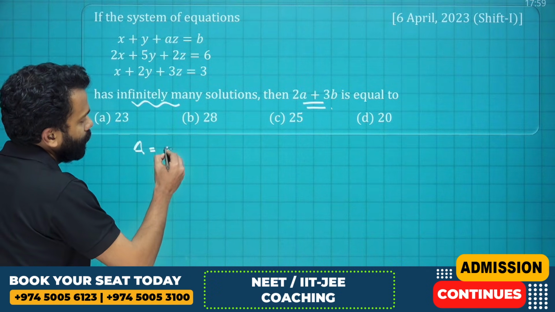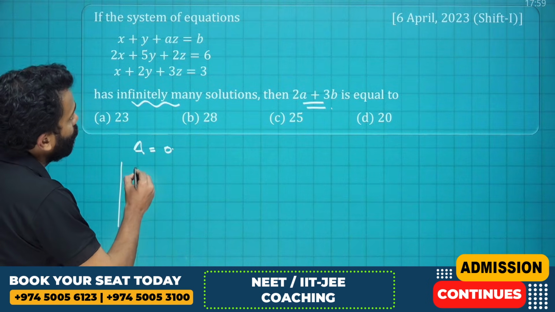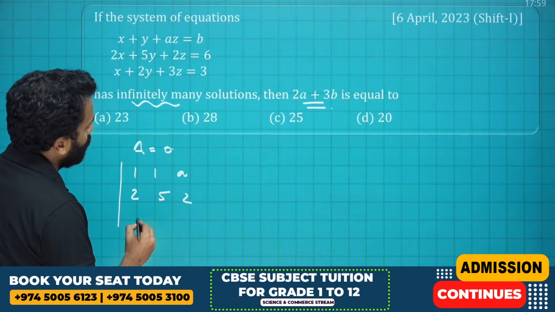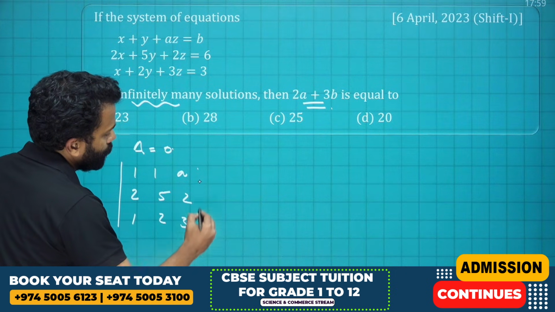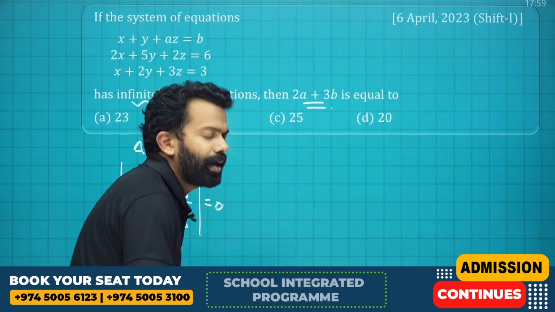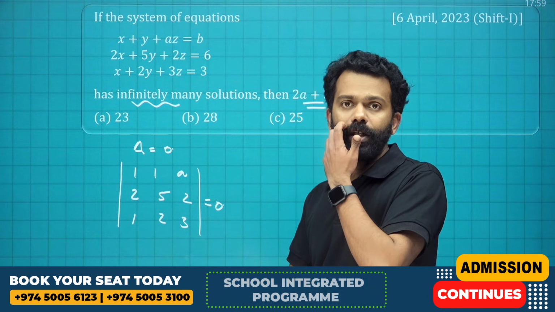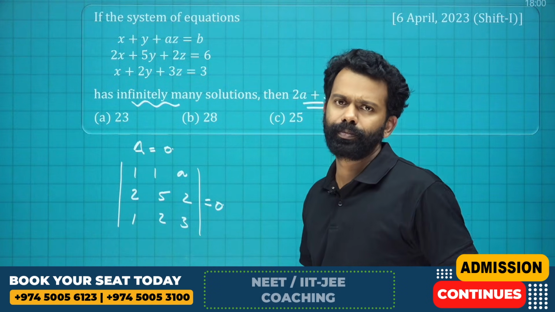Determinant is equal to 0, right? That is 1, 1, a; 2, 5, 2; 1, 2, 3. This should be equal to 0. Without expanding, that is by using the properties of determinants, we can solve this and you will easily get the value of a. And how will you solve this? Any idea?